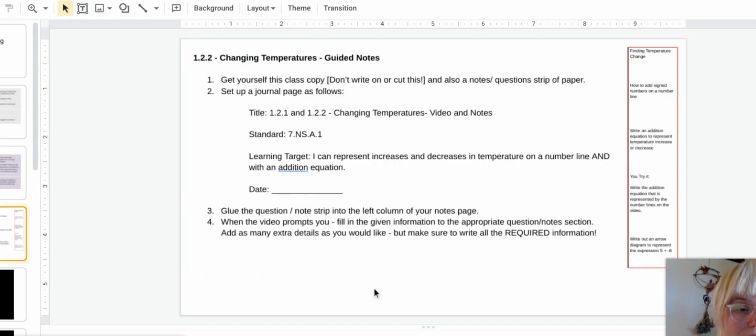Let's get your journal pages all set up. Please pause this page. Make sure you have your note strip glued in. You have your title, standard, and learning targets, as well as your date.